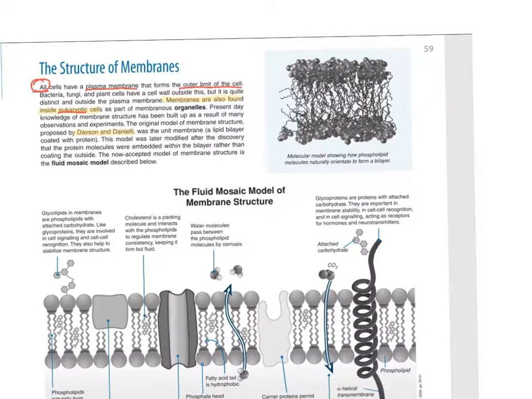So what do they mean by all cells? They mean bacteria and archaebacteria, so all prokaryotes, fungi, plant cells, right? These kinds of cells, the prokaryotes, the fungi, the plant cells, and by the way, some protista, they all have what? Cell walls outside of the plasma membrane. Animal cells don't, obviously. Okay, that's fine.